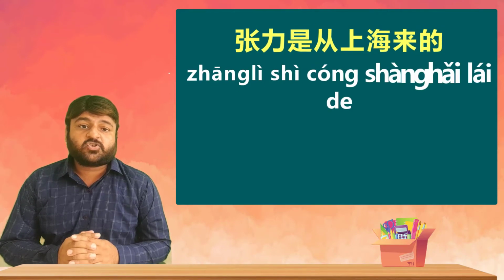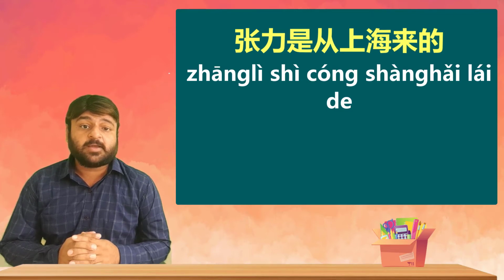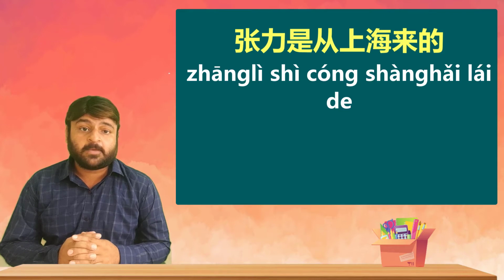In lesson 23, we have done the usage of particle le to make a sentence past tense. And also we have done the usage of the first type of de to show possession in Elementary Chinese Reader 1. Let us now read these two sentences. 张丽是从上海来的. Zhang Li, that is a name, from Shanghai, lai to come. And 是...的, that is the sentence pattern.